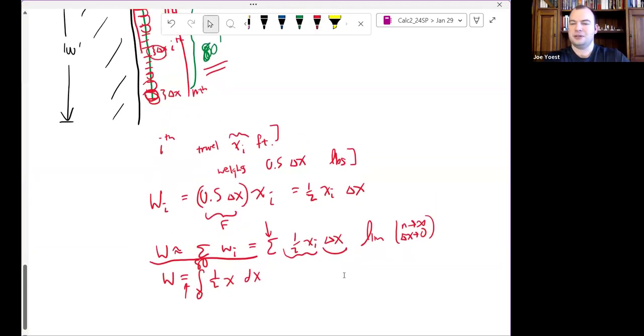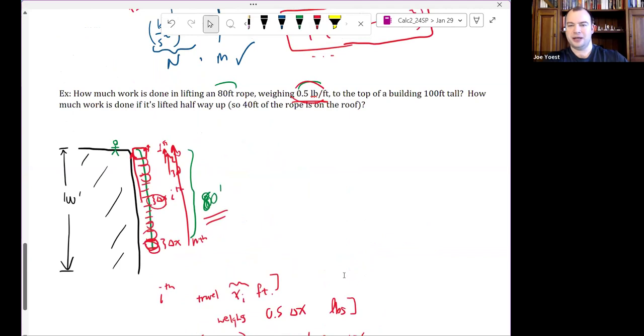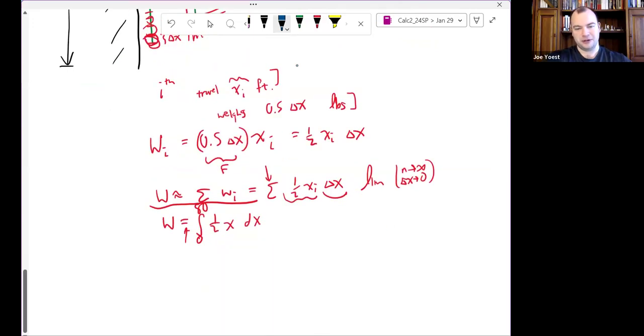Let's check units and cross our fingers, hope everything works out right. So what's 1/2? That carries a unit of pounds per foot.